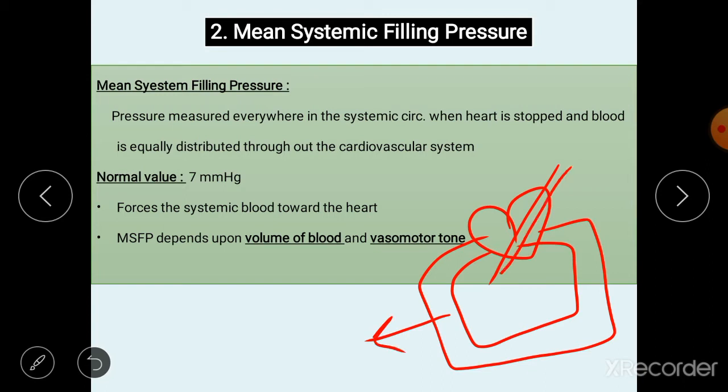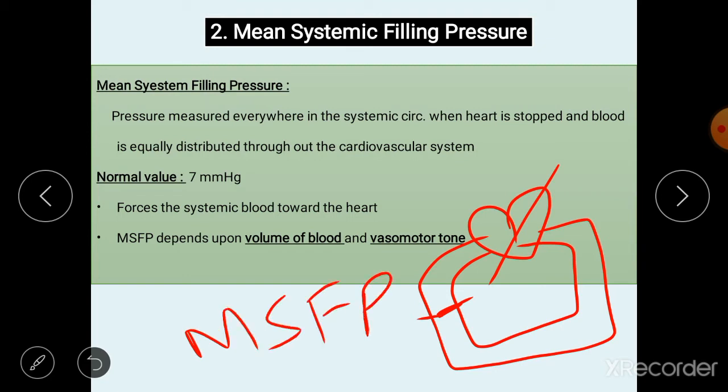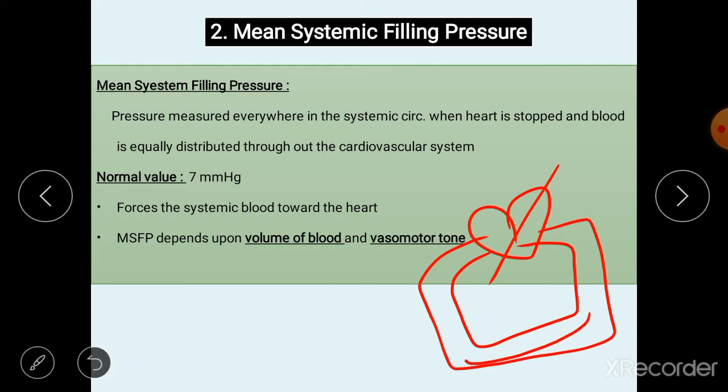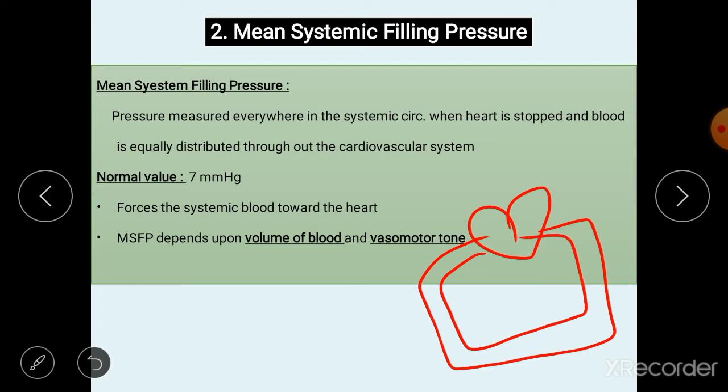If you stop the heart, allow the blood to distribute in the circulatory tree, and then you measure the pressure which is being exerted by this blood on the vessel walls, this pressure is known as the mean systemic filling pressure, and its value is around 7 millimeter mercury, and this is the force with which the blood moves towards the right atrium. So this is the force which is known as the mean systemic filling pressure, and it determines the venous return. It depends upon two things: the volume of blood and the vasomotor tone.